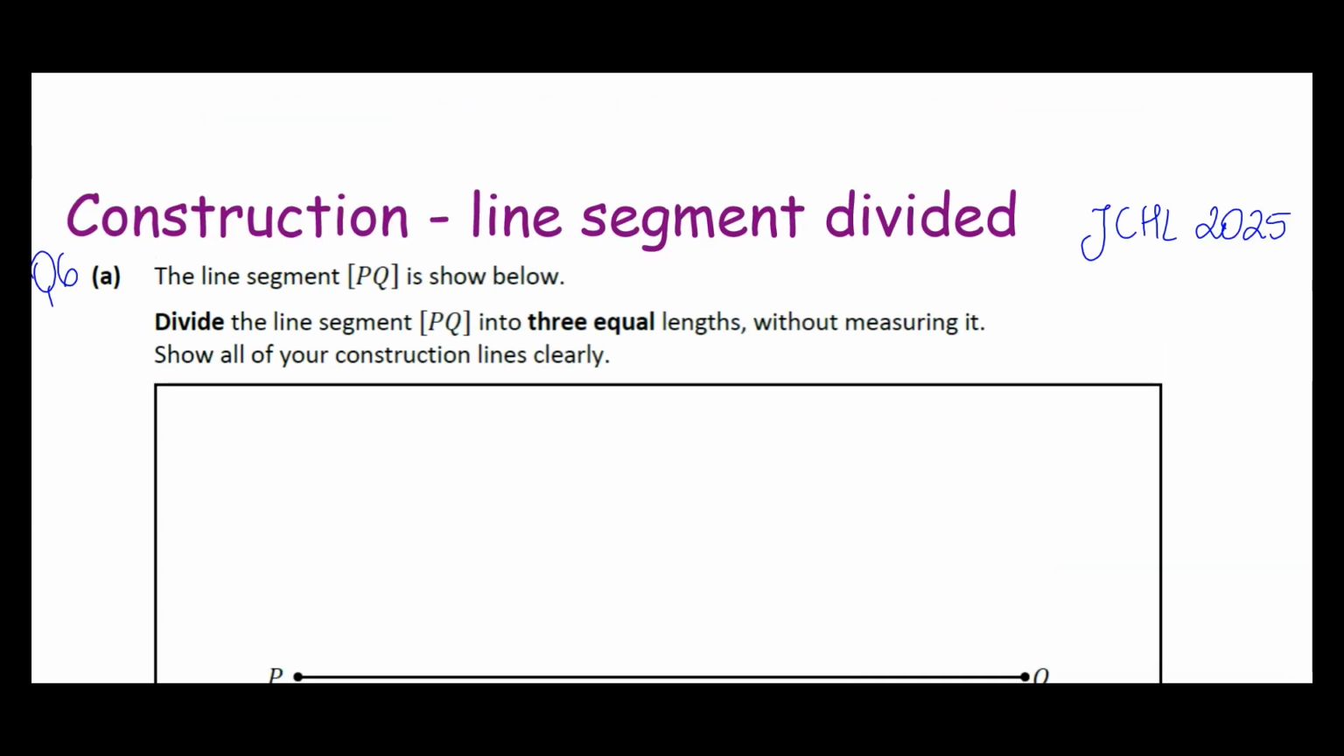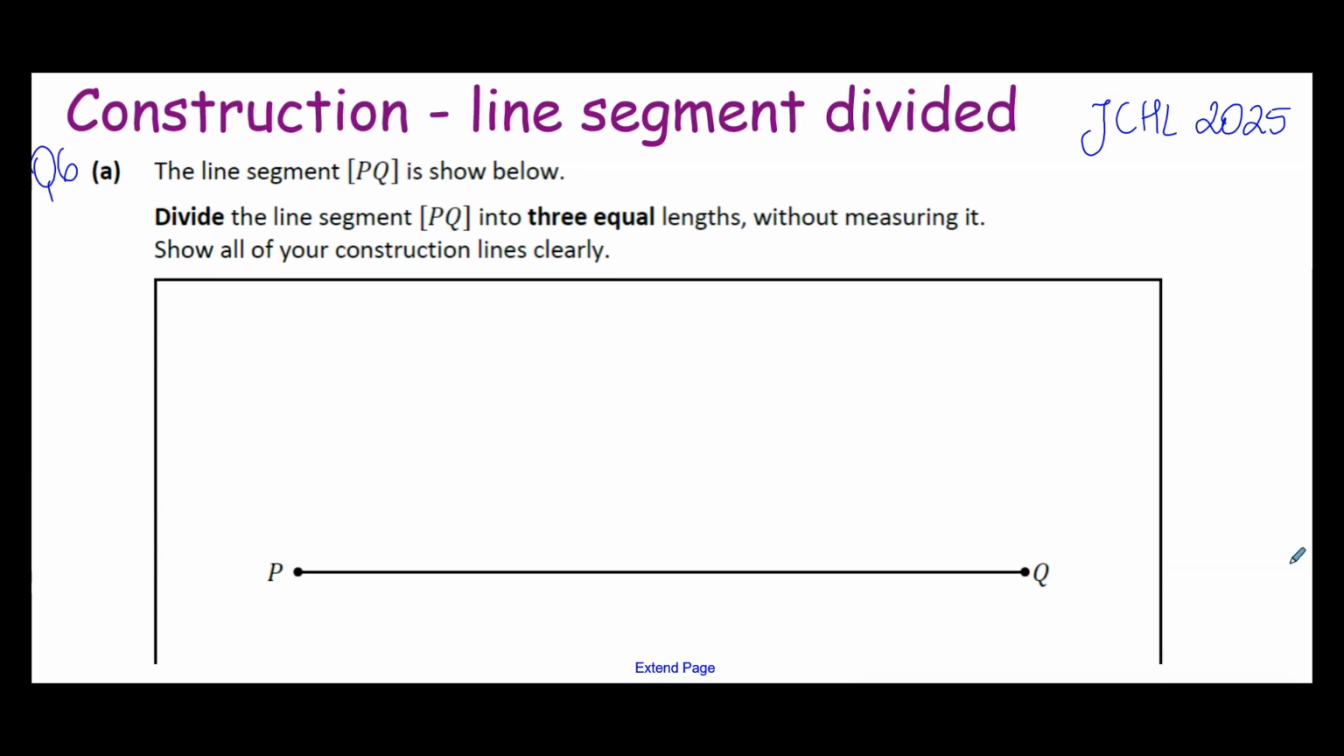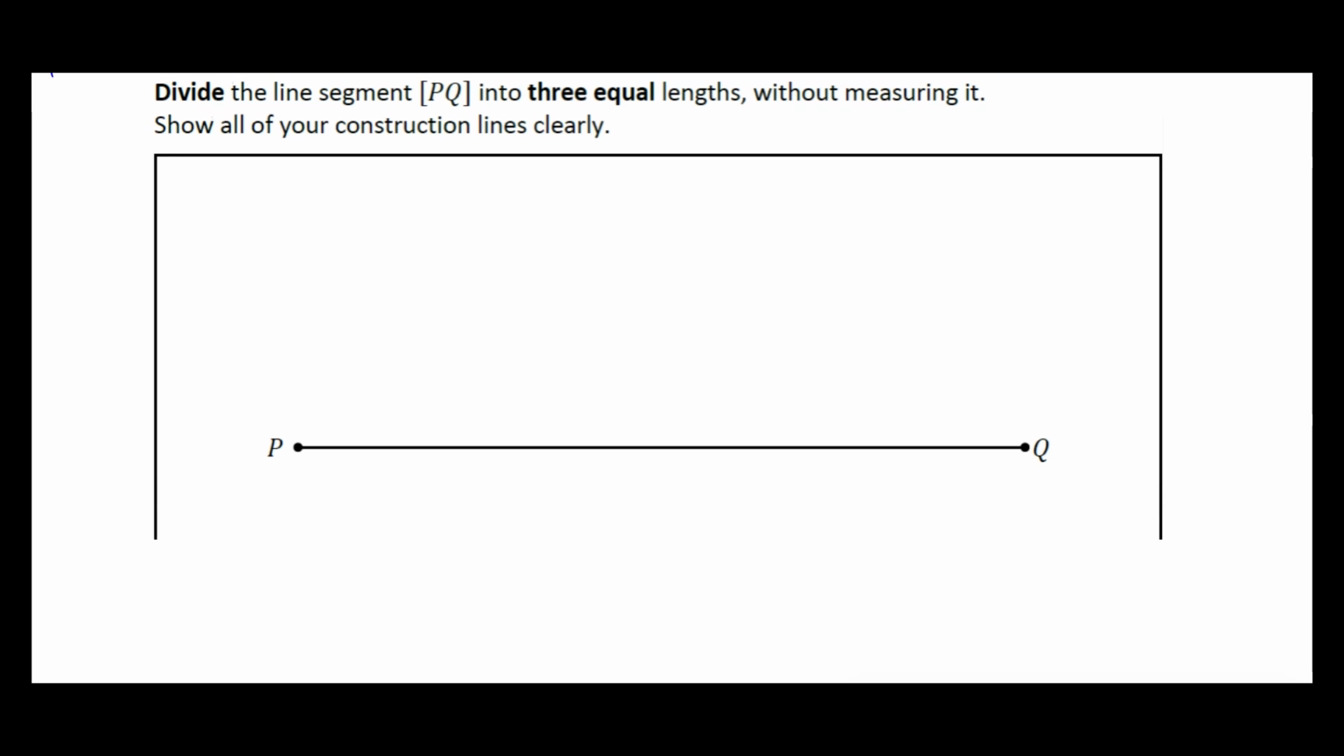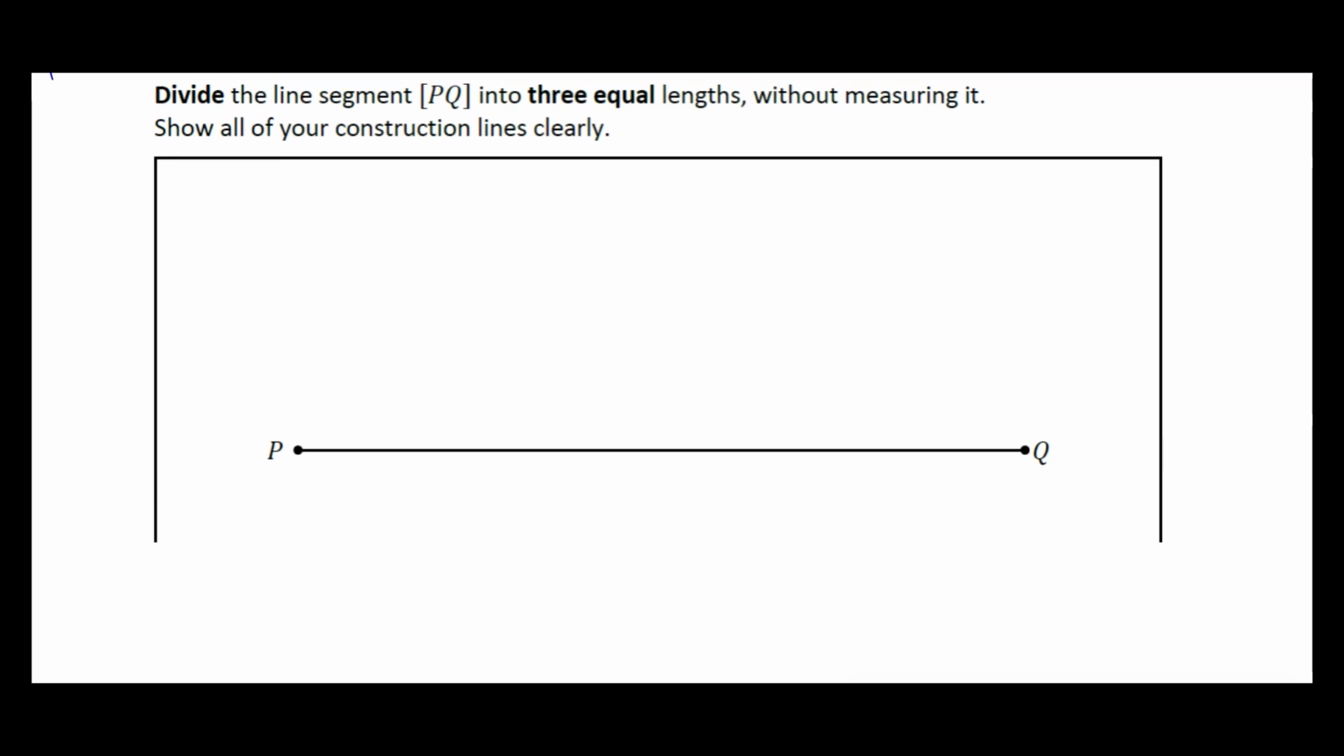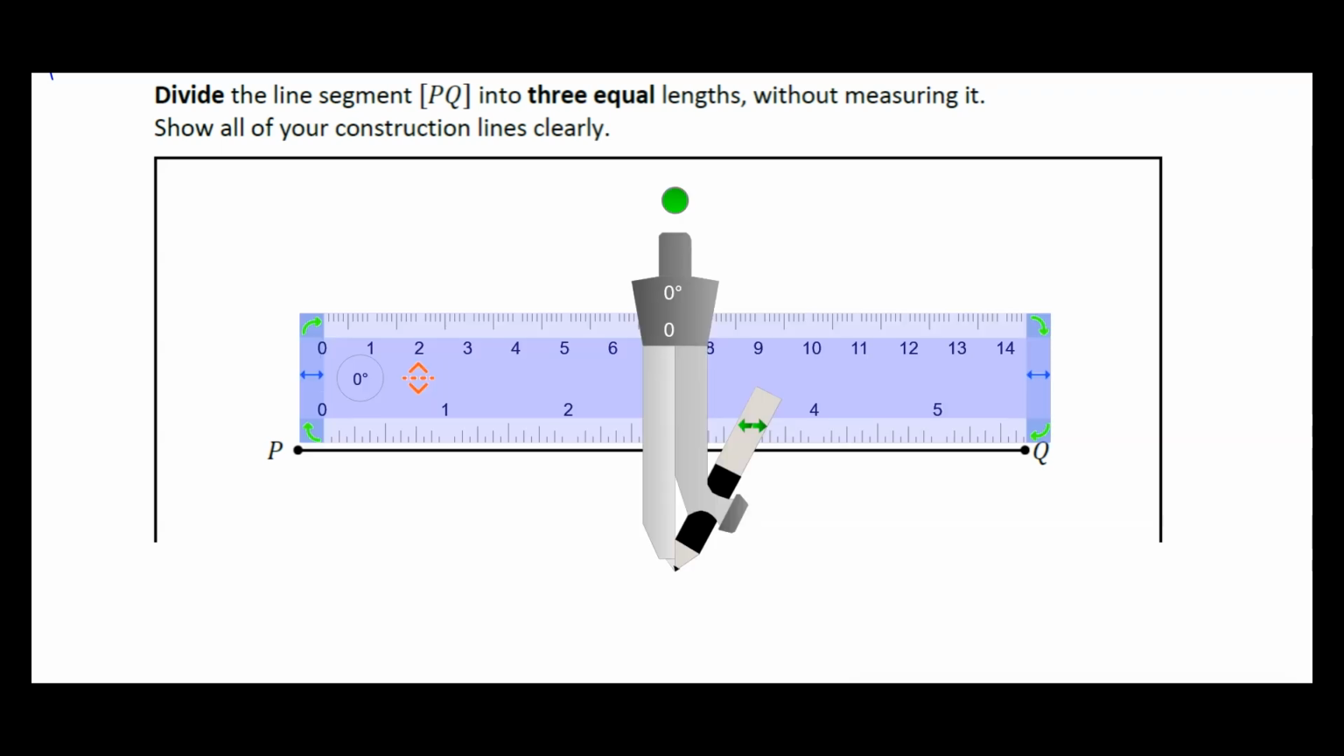So that's where it's going to be a bit of a challenge for me, trying to show you how to do construction here. Okay, let's get the required equipment first. So we need a ruler and we need a compass. So how do we build that?